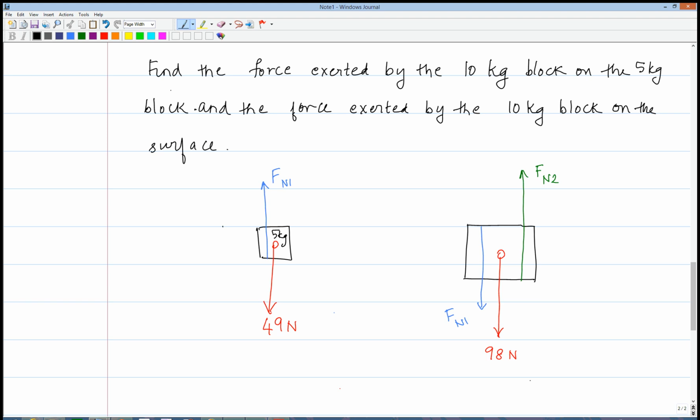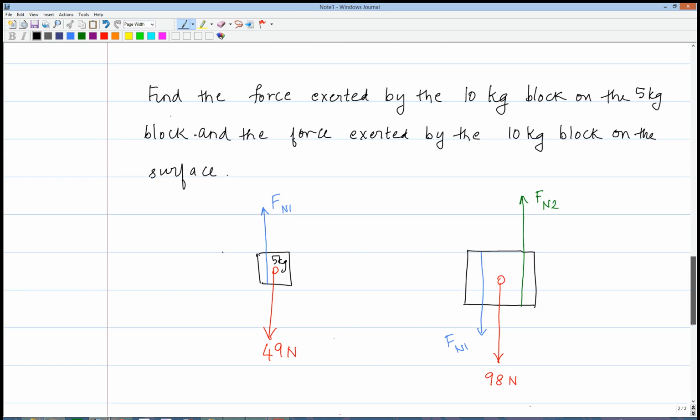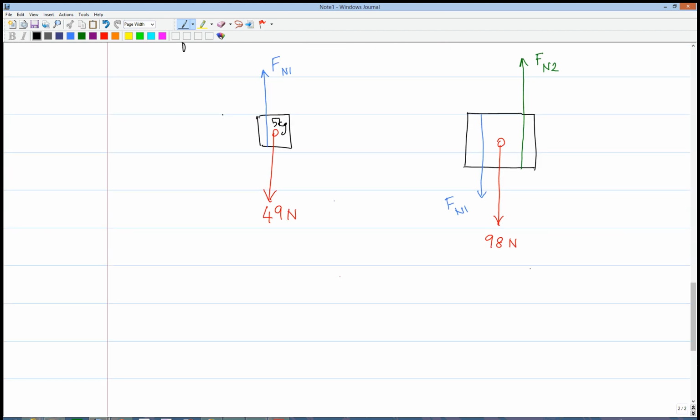Now we know that the acceleration is 0. And since the acceleration is 0, the forces all have to balance out. So let us write the equation down for the 5 kg and then for the 10 kg. Once again, I would recommend that at this point you pause, write your equations, and then come back and check your work. Alright, so I'm going to go ahead and set up the equations.